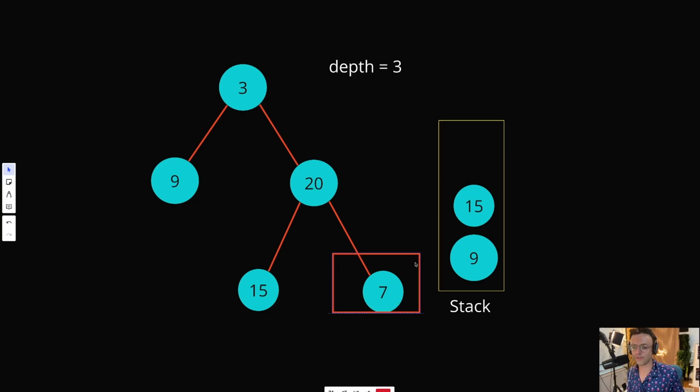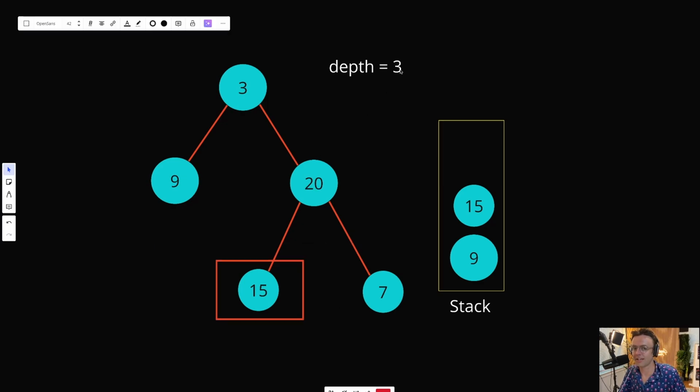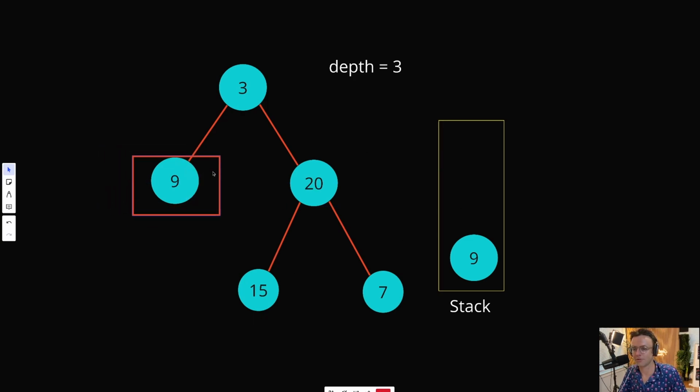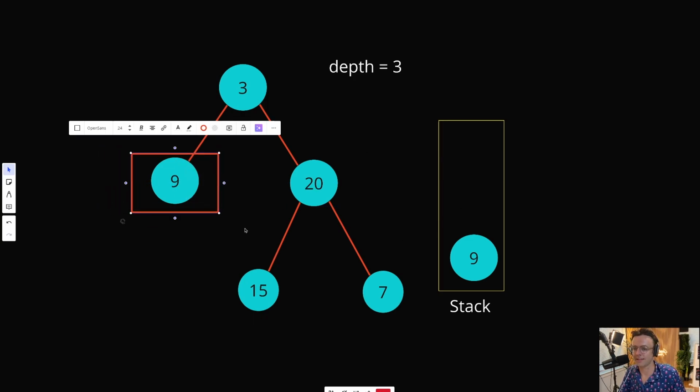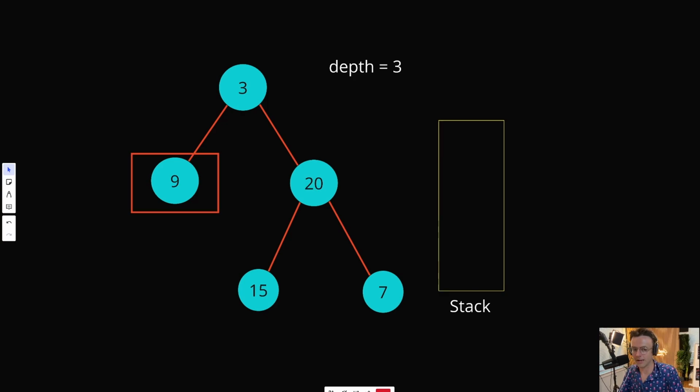We can pop 7 off the stack, then we can move to 15, and this process can be repeated. But it's going to be a lot easier because we don't have children. Also, because we haven't exceeded the depth of 3, we're not going to increase our depth. We'll go ahead, pop this off the stack, move to number 9, and repeat the same exact process. We have no other children. Our depth has not exceeded 3. We can go ahead, pop 9 off the stack, and we have traversed the whole entire tree. And that's how it works.